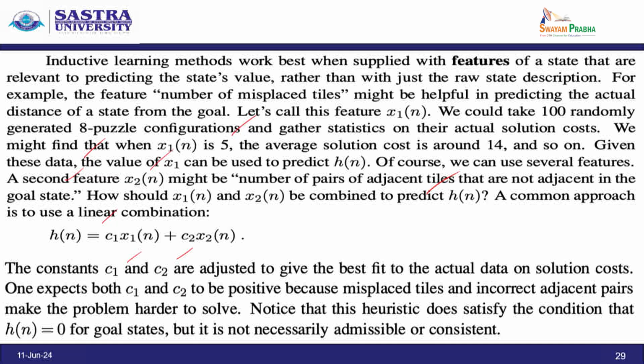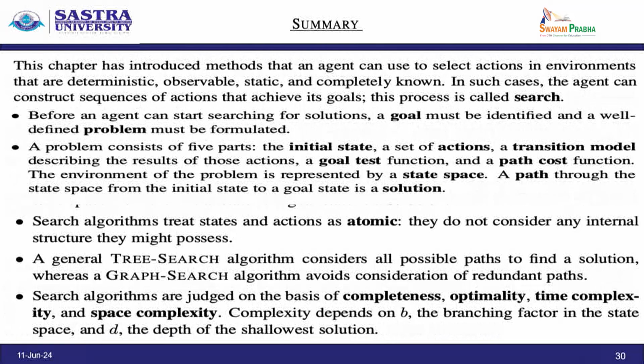One expects both c1 and c2 to be positive, because misplaced tiles or incorrect adjacent pairs make the problem harder to solve. Notice that this heuristic does satisfy the condition that h of n equals 0 for goal states, but it is not necessarily admissible or consistent.